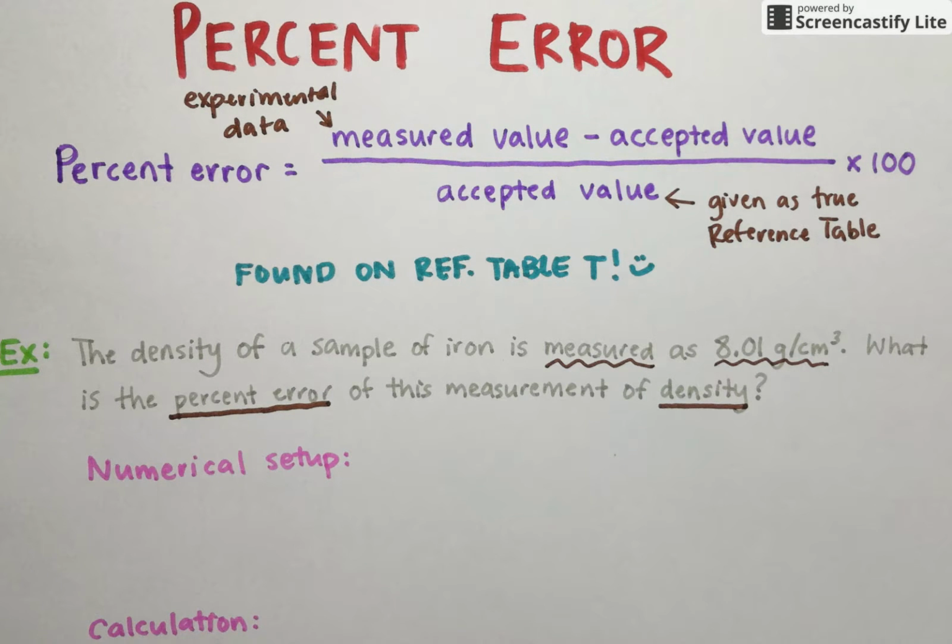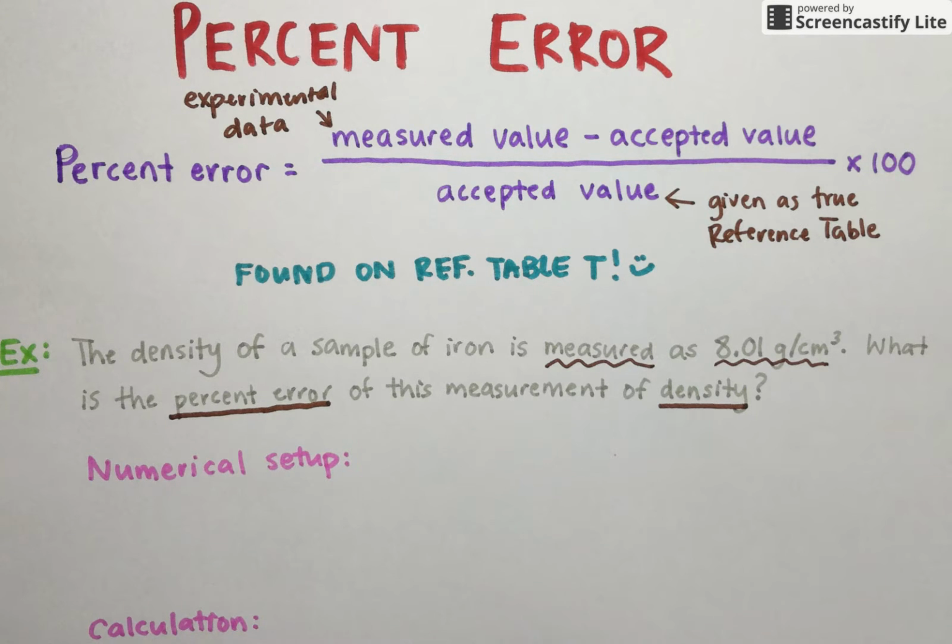There are two different ways that you might be asked to solve for percent error on the Regents exam. And the first is just to show a numerical setup. So if you see the phrase numerical setup, what it's really just looking for is, do you know what the measured values are, what the accepted values are, and how to plug them into that percent error equation. So let's go through step by step and see what we need to do.